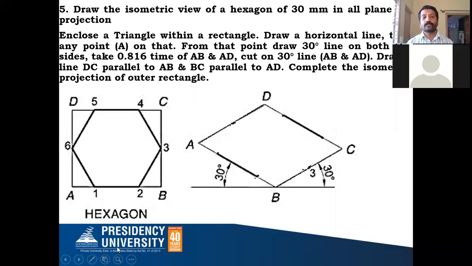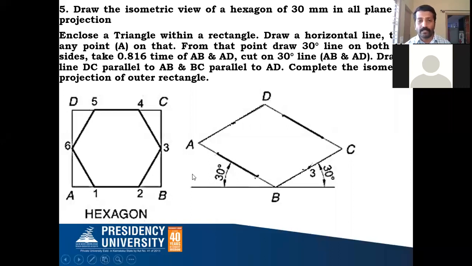After doing this, these are the basic preliminary things required to draw the isometric projection. So now you can start the isometric projection of the hexagon lamina. First I'll draw the isometric projection of the outer box. Later I'll draw the hexagon within that, because we are enclosing this hexagon within the box.